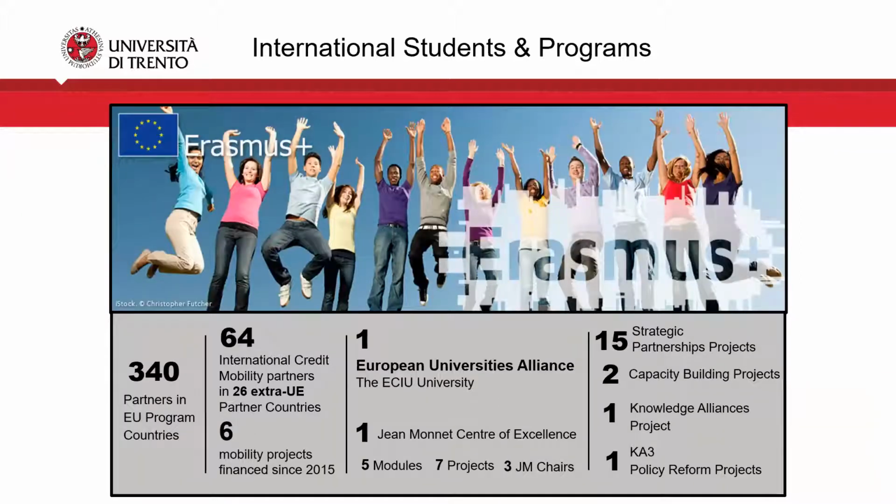Okay, here we go. With regard to Erasmus, we have many partnerships: 340 in EU program countries, 64 international credit mobility partners in 26 extra European Union countries, and 6 mobility projects since 2015. We are part of the ECIU, the Innovative University Alliance, which we're very proud of, the only university in Italy to be a part of ECIU. We have 1 Jean Monnet Center of Excellence, and as you can see here, we participate in various projects and alliances.